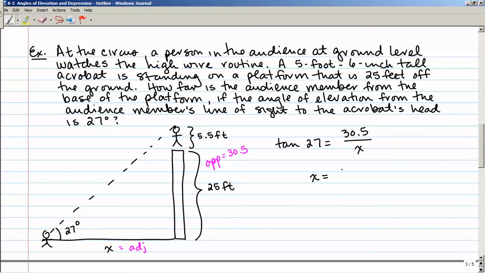So x is equal to 30.5 over the tangent of 27, plugging that into my calculator. Does it tell me how I'm supposed to round? It doesn't. x is approximately 60 feet. So the audience member is approximately 60 feet from the base of the platform.